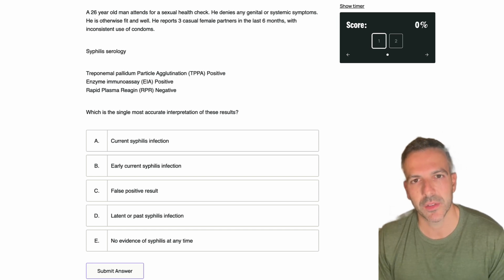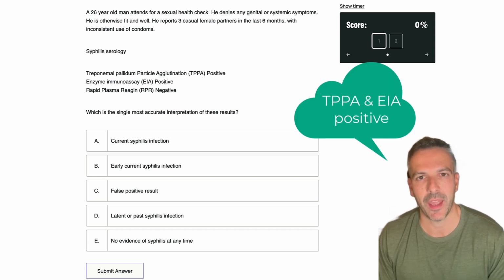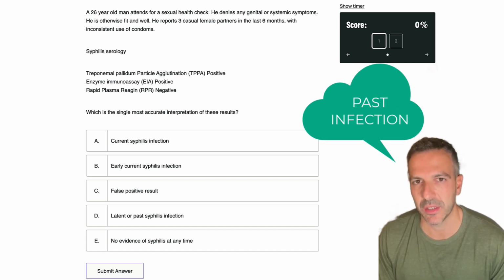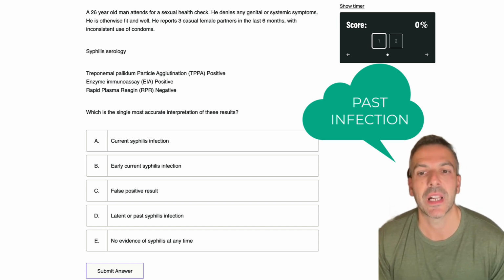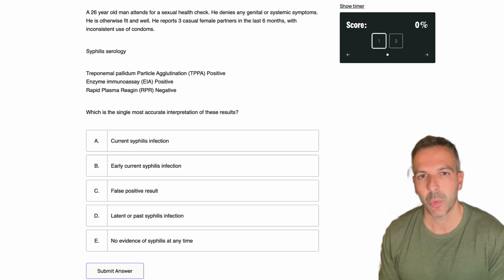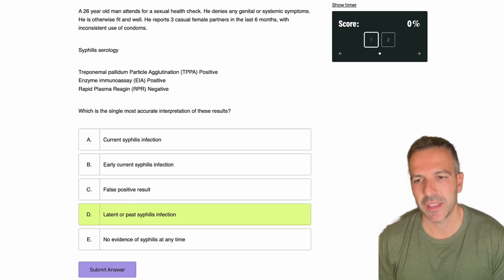So if we were to look at it in totality, this patient has had a TPPA and EIA, which are the specific ones, positive, but the RPR is negative. So this signifies that the patient's already had the infection in the past, and then the body has cleared the RPR. And so this is a latent or past infection, which is option D. Let's click on that. And indeed, that is correct.